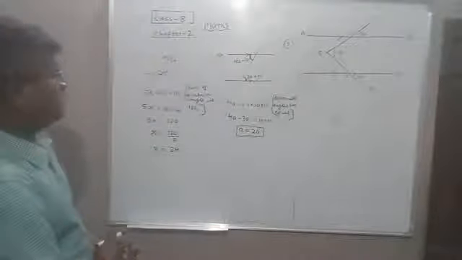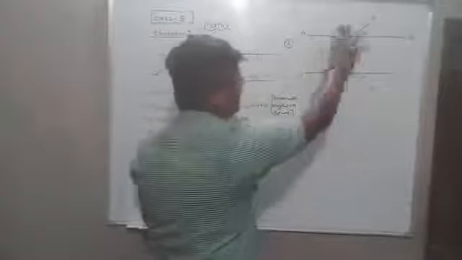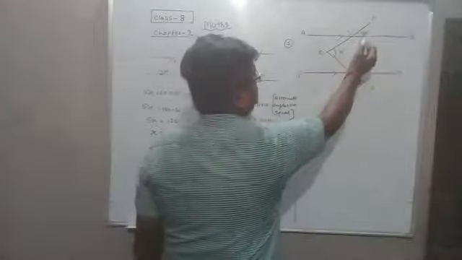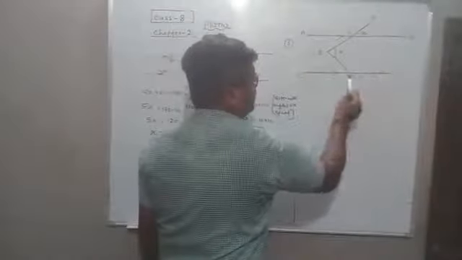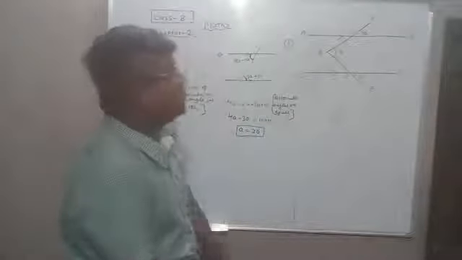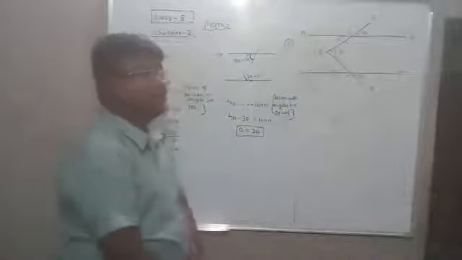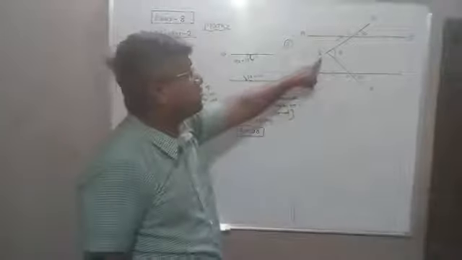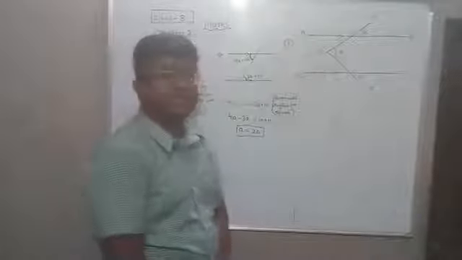In our next question, we need to find the value of x. The figure is given here. Angle PSB is 30 degrees, and angle DTR is 30 degrees. We need to find the value of x. This is one of the important questions for class 8. To solve this question, we have to draw a line which must pass through Q, and that line must be parallel to AB and CD.